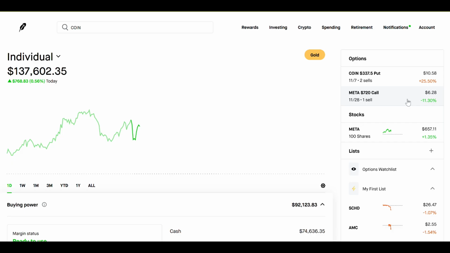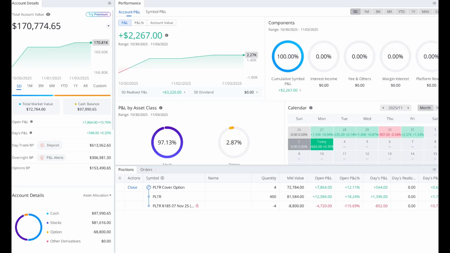Now I'm going to jump over to another account I have on Webull and do some more trades there. All right, so here we are in my Webull account. It's another account that I use to trade, and I've got some Palantir stock with a covered call expiring this Friday. Right now, it's deep in the money.